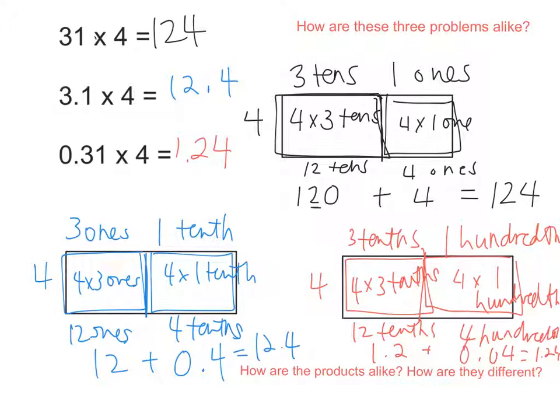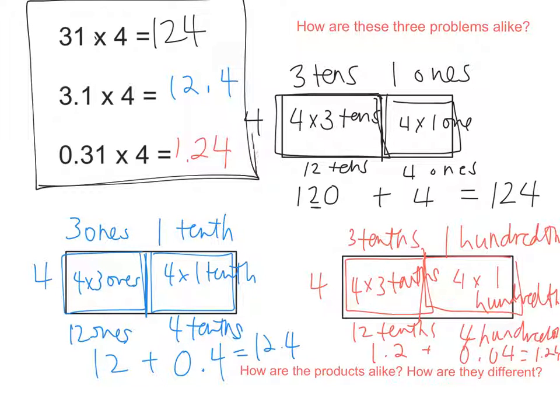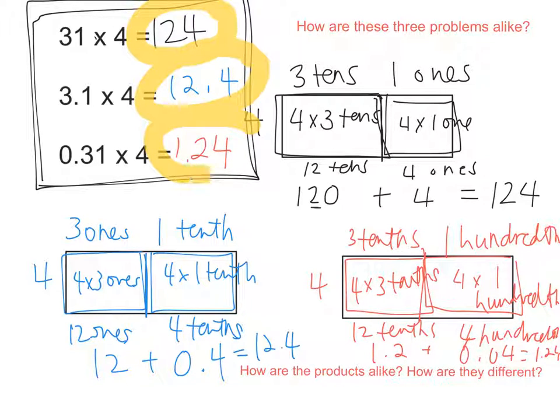Therefore, 0.31 times 4 is equal to 1.24. We talked about how these 3 multiplication problems were similar because they all have the same digits, just in different place values. Now take a look at the products. Remember, products are the answers to multiplication equations. So let's look at this one. This is 124. This one's 12.4. This one's 1.24. How are these products alike?